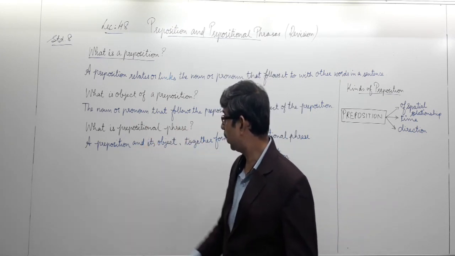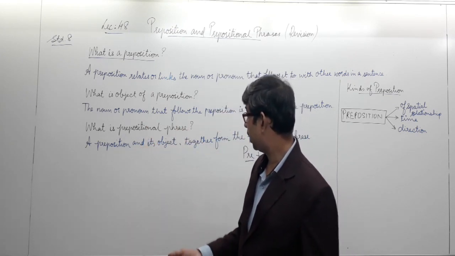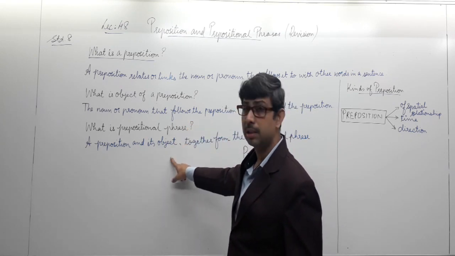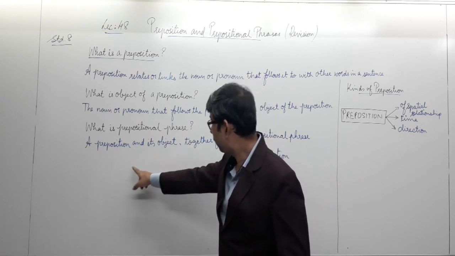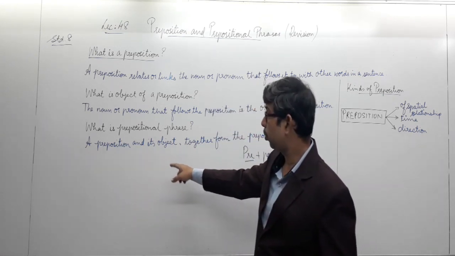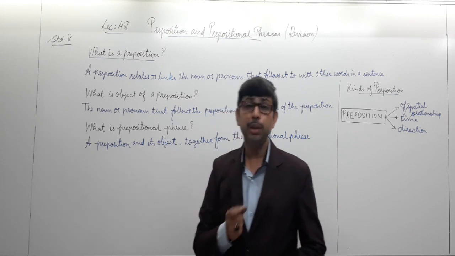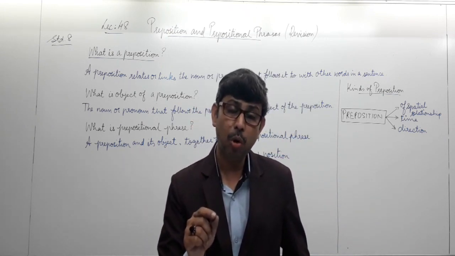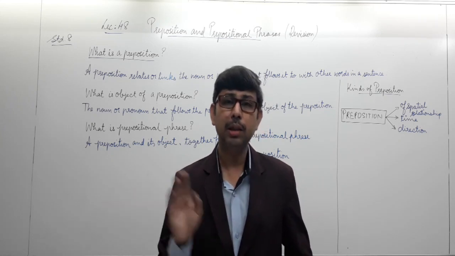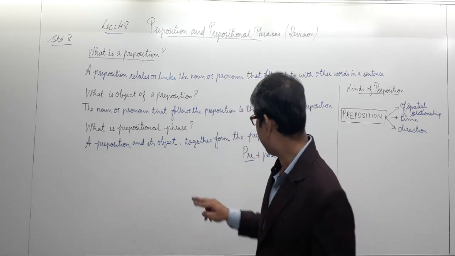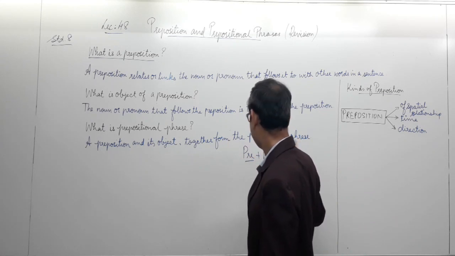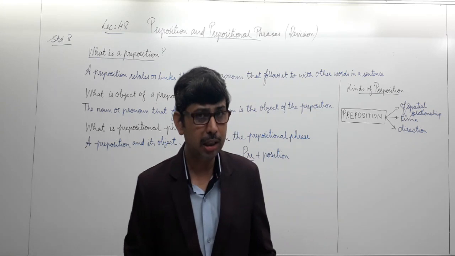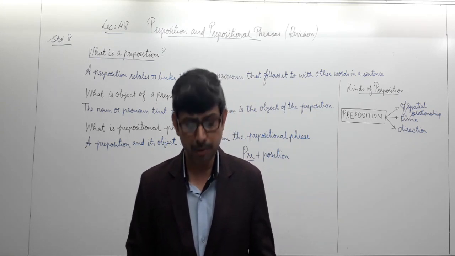To answer the third question, what is prepositional phrase? If you understood the object of a preposition well, only then will you be able to understand prepositional phrase. Preposition and its object. We are talking about that particular word which we refer to as preposition, and the object, that is the noun or pronoun that follows it, together form the prepositional phrase. I hope the three things we need to learn are now clear: preposition, object, and prepositional phrase.